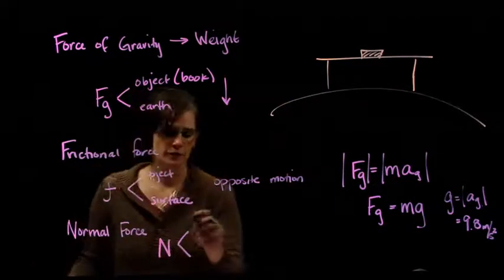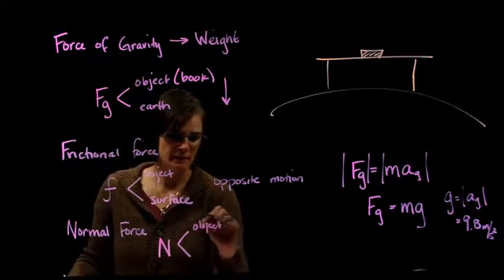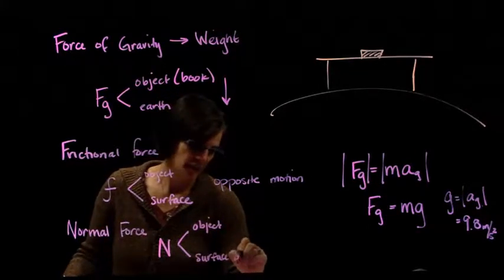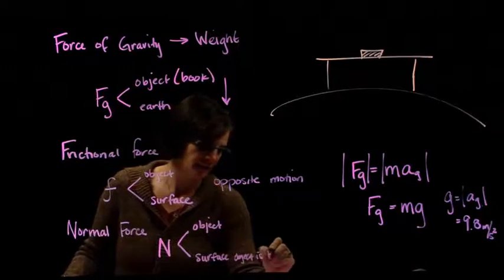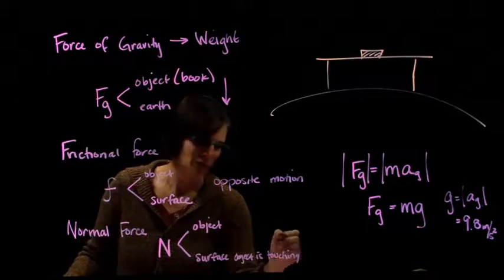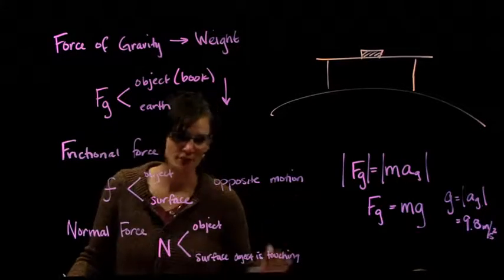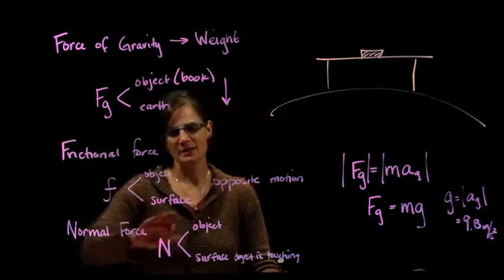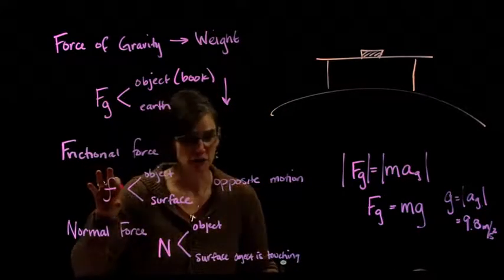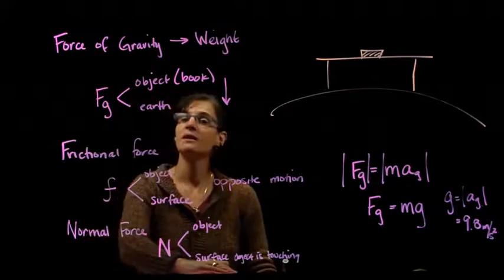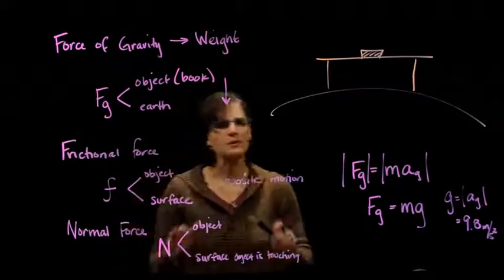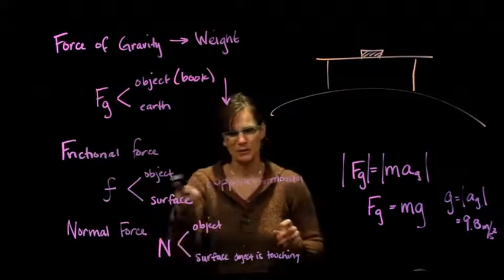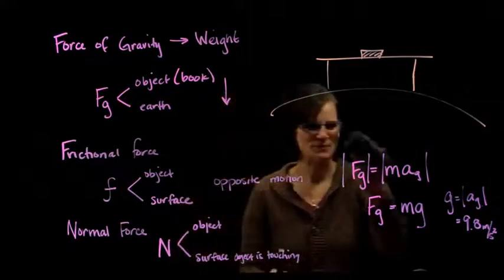The normal force is between the object and the surface the object is touching or resting on or pushing against, leaning on. So it too is between the object and the surface. It's a different type of force than the object and the surface in terms of friction, but it is the same surface. So the normal force is something we're going to talk about and use when we talk about frictional forces. And we'll go into that a little bit more in its own mini lecture.